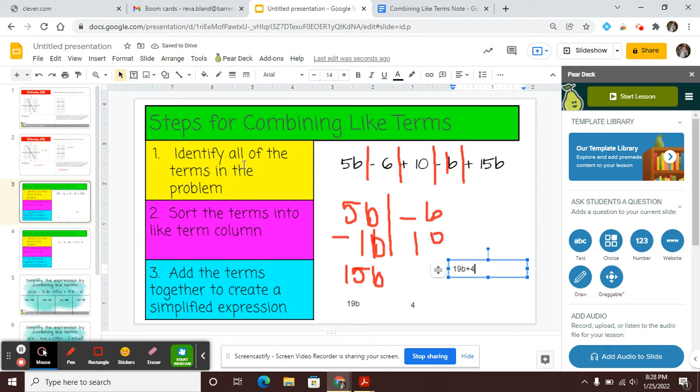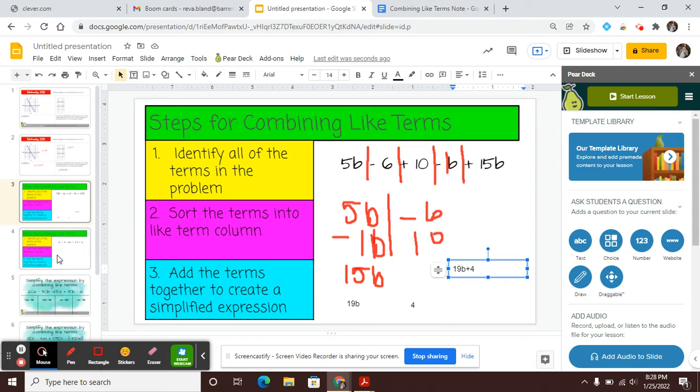So again, what I did is I identified all the terms, and I do that by going through and drawing a line, because that way I know the signs that they have. Where I drew that line, that means this whole term is -6. This term is 10. This term is -1b. This term is +15b. Then I sorted them into the columns. You can see here I did all of my b's in one column, all of my constants in another column. Once I did that, I combined them and I put those two terms that I had left over together to create a simplified expression.